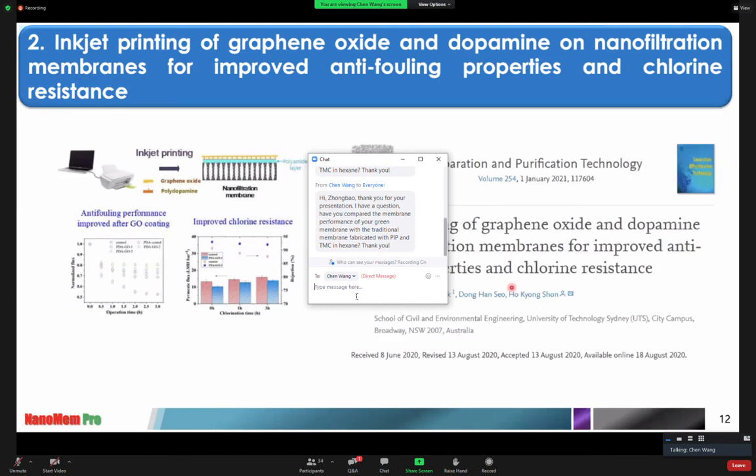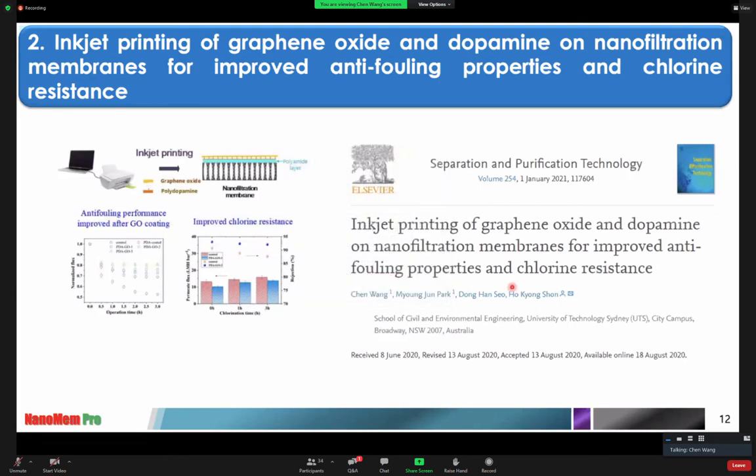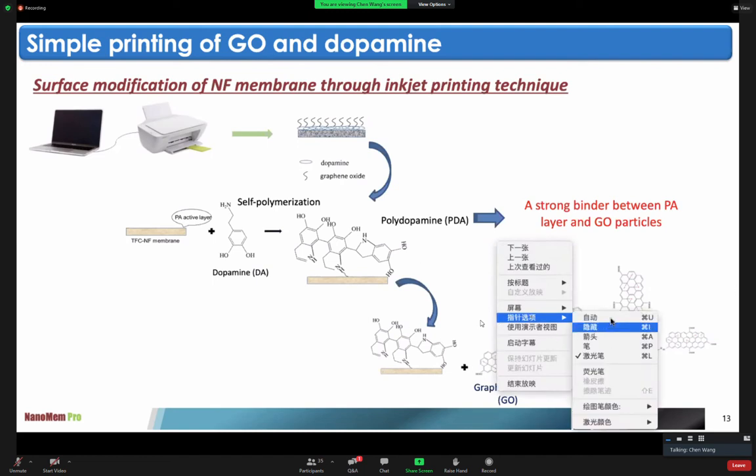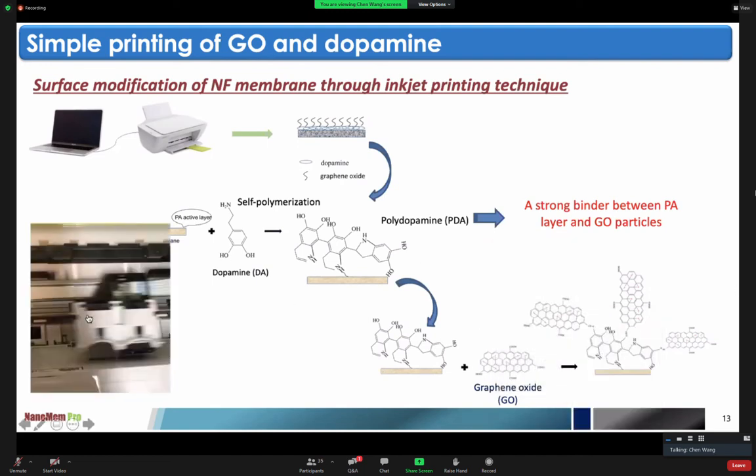In this study, we use inkjet printing for commercial membrane surface modification. Here is the graphical abstract of this study. First, we print dopamine on a commercial nanofiltration membrane surface. Then we print graphene oxide on the surface. The dopamine will self-polymerize to polydopamine, which will act as a strong binder between the polyimide layer and the graphene oxide particles. In order to have a clear view of the printing process, here we provide a video.